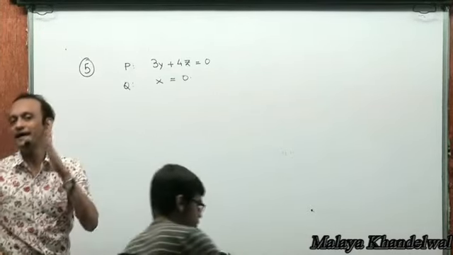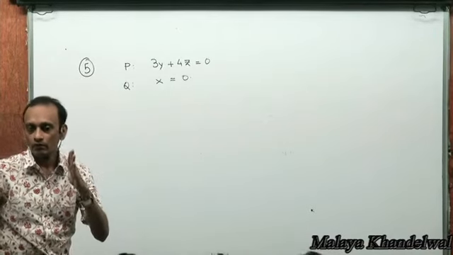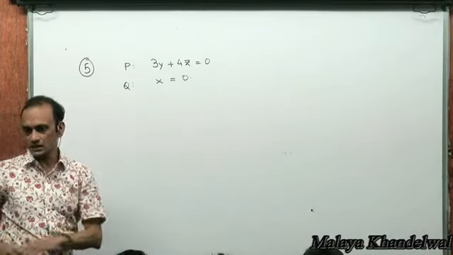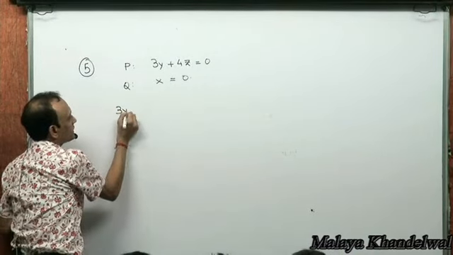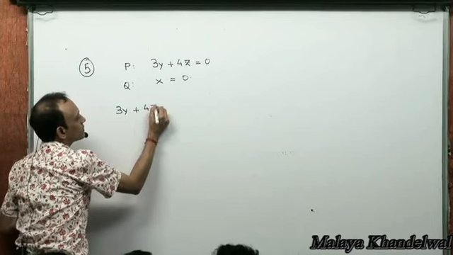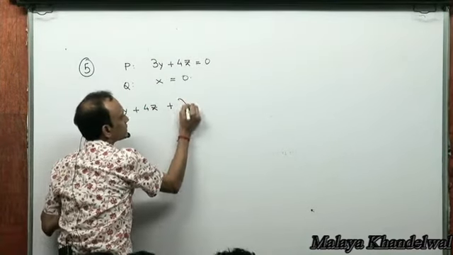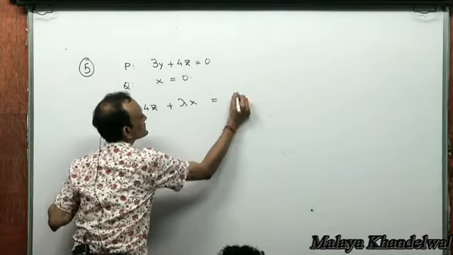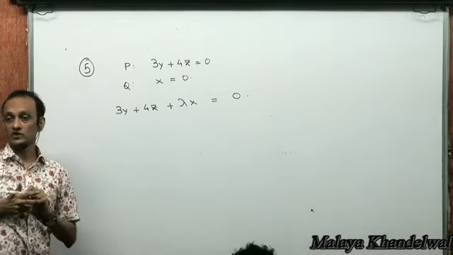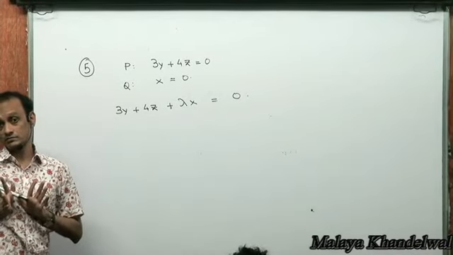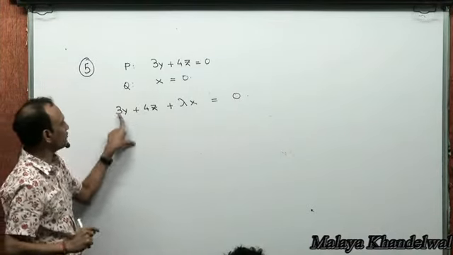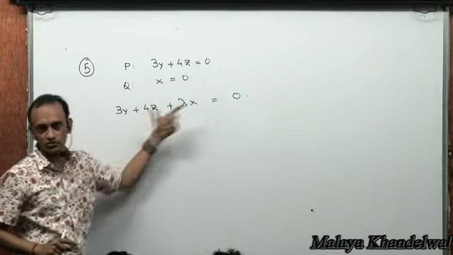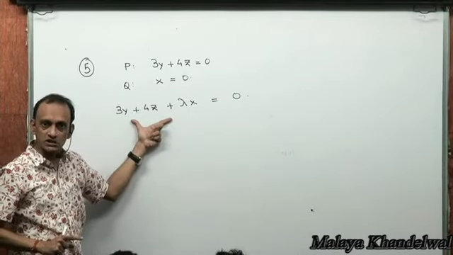So the plane whose equation we are seeking is 3y plus 4z plus lambda x equal to 0. Is the plane in its final position? Yes or no? It passes through the line of intersection of this equal to 0 and this equal to 0. That's why its equation is this, right?